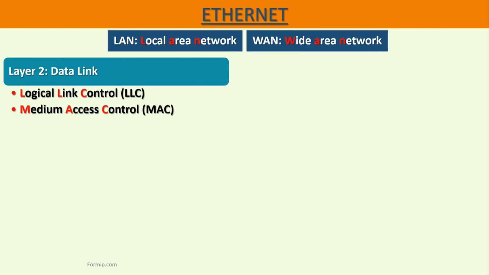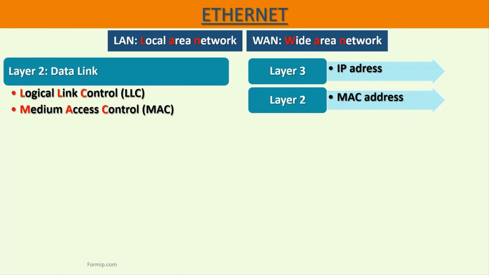Each device on our LAN has a unique identifier on the data link layer. This is our MAC address. An IP address is a unique identifier on the network layer, layer 3, and the MAC address is also a unique identifier, but on the data link layer, layer 2.